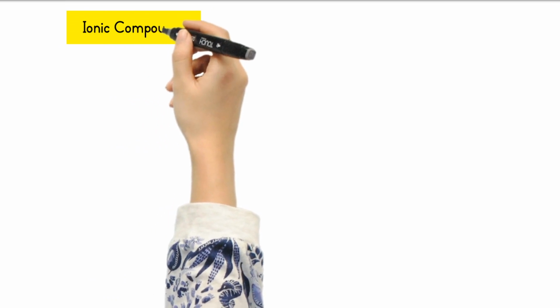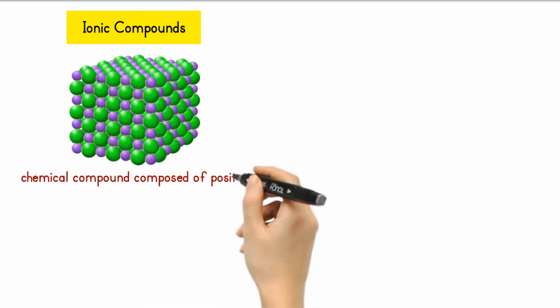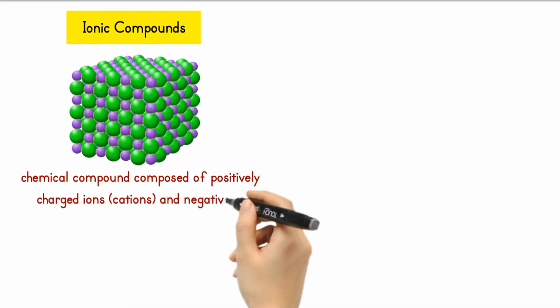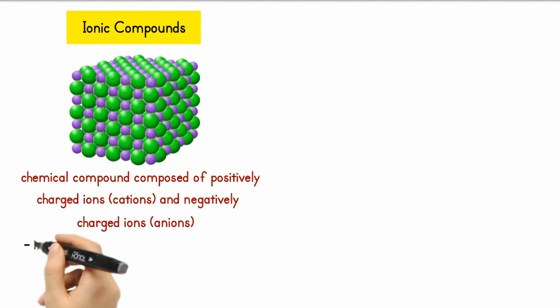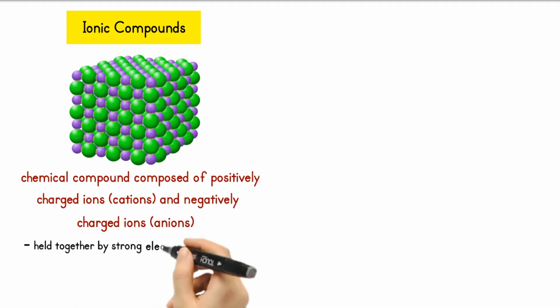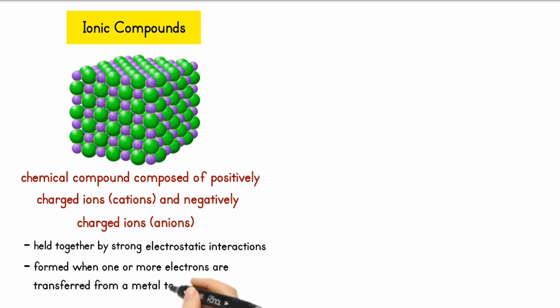Ionic compounds. An ionic compound is a chemical compound composed of positively charged ions, or cations, and negatively charged ions, or anions, that are held together by strong electrostatic interactions. These compounds are formed when one or more electrons are transferred from a metal to a nonmetal, resulting in the formation of cations and anions that are attracted to each other due to their opposite charges.